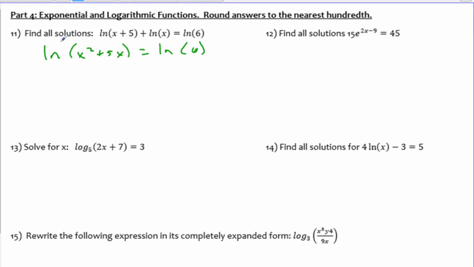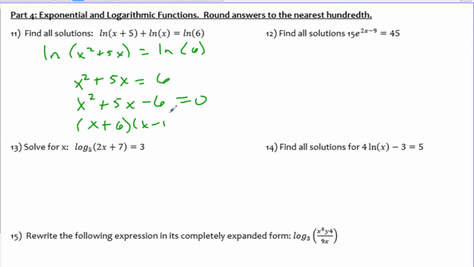And so now that I have one log on the right and one log on the left, I'm allowed to drop those from the problem. This is what's called one-to-one. The inside of these functions has to be equal, so I'm allowed to just set them equal without logs in my problem. Now this is a quadratic, which means set it equal to 0. Okay? And then this one factors into, it looks like, x plus 6 and x minus 1. Okay? So my solutions for this one are that x is negative 6 and x is 1.